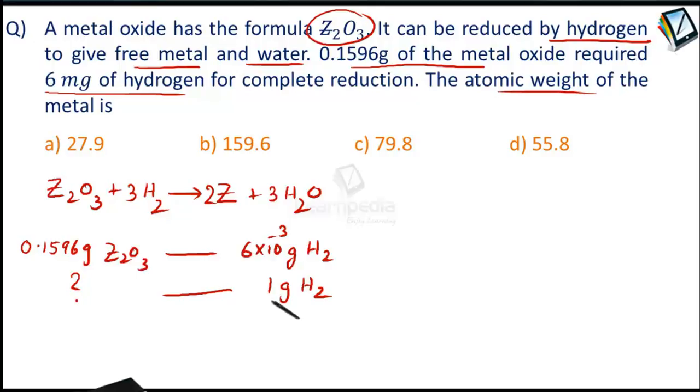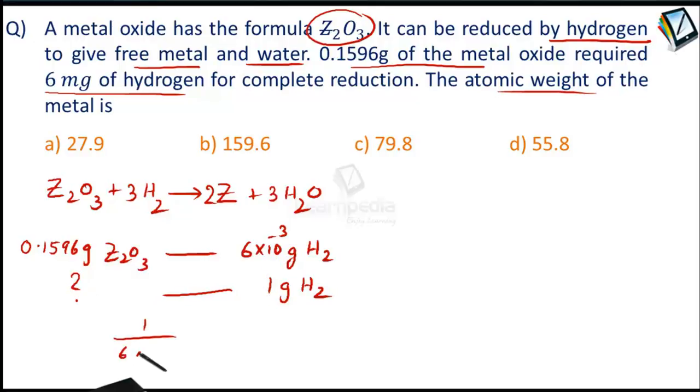Why I took it for 1 gram of hydrogen? Because any two substances always react in the ratio of their equivalent masses. As we know the equivalent mass of hydrogen, definitely we will get the equivalent mass of the entire metal oxide. So here 6 milligrams of hydrogen is required for reducing this much quantity of metal oxide. And 1 gram of hydrogen is used for reducing how much quantity of the metal oxide?